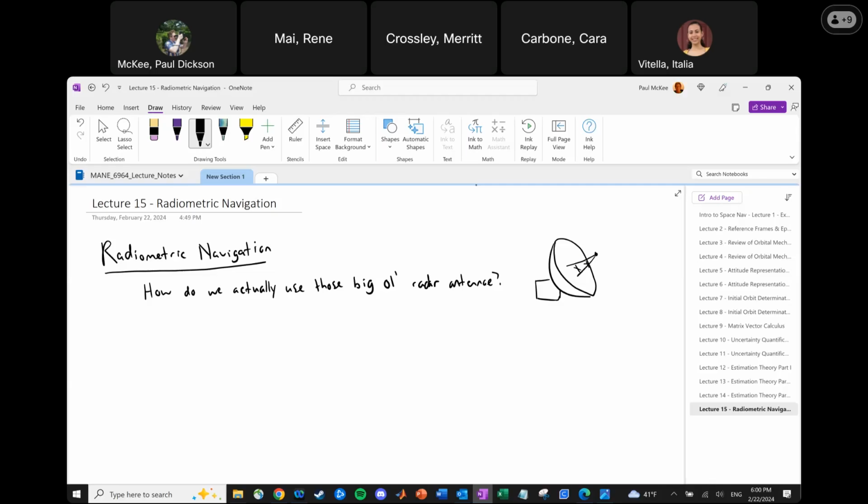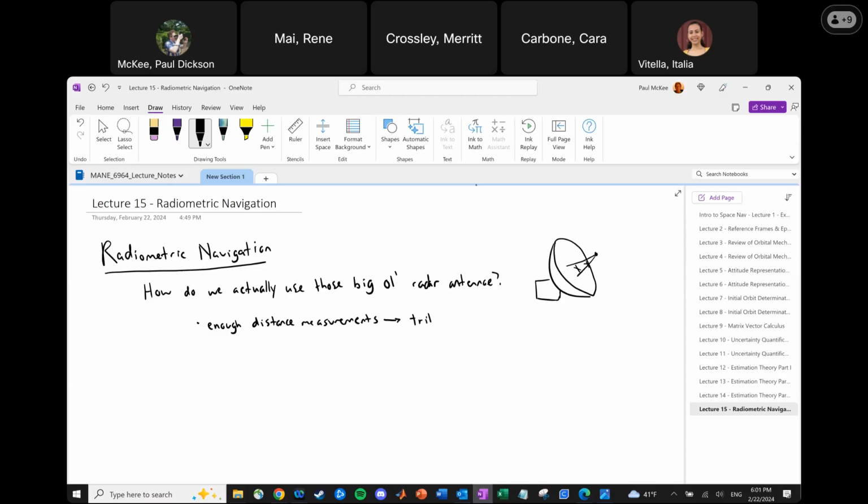So broadly speaking, if we have enough distance measurements, so if you know the distance from one ground station to the spacecraft, and then you know the distance from the next ground station to the spacecraft, and so on and so forth, that gives us enough information to solve what's called a trilateration problem. So this is called trilateration.